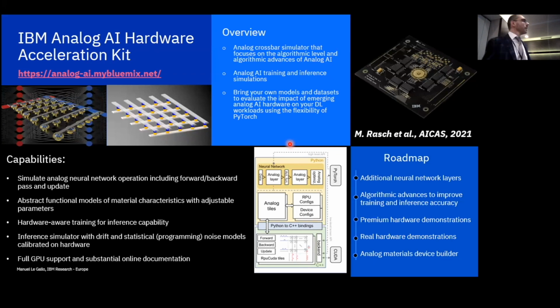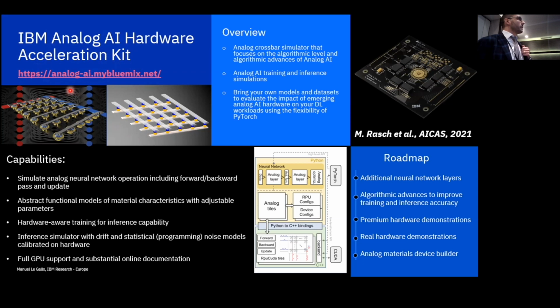So now to finalize the talk, I just wanted to talk about something that we've been doing recently, which is to open source the whole simulation code that we use in order to evaluate the performance of networks that we map on computational memories. And this is called the IBM Analog AI Hardware Acceleration Kit. It's a very long name.